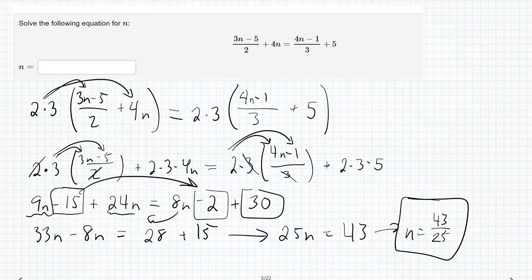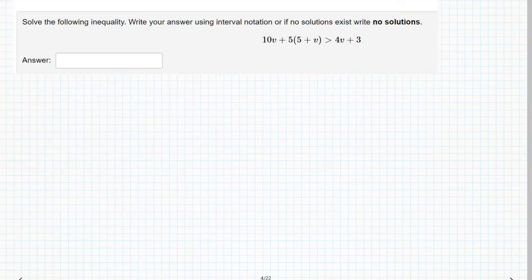So you can kind of see how those work out. Big thing with fractions, don't get scared, just multiply by the common denominator and you'll make it a nice easy thing to solve. Alright, so moving forward from linear equations to a linear inequality. How do we go about doing that? Well, it's pretty much the same song and dance.